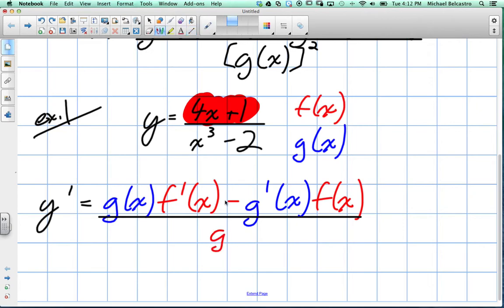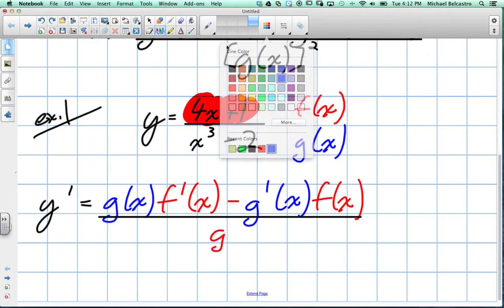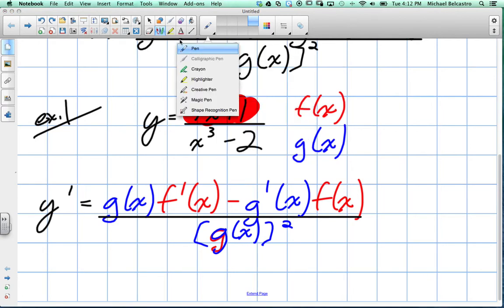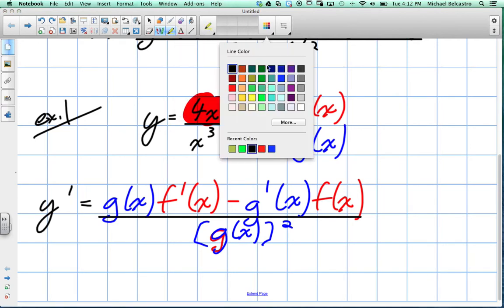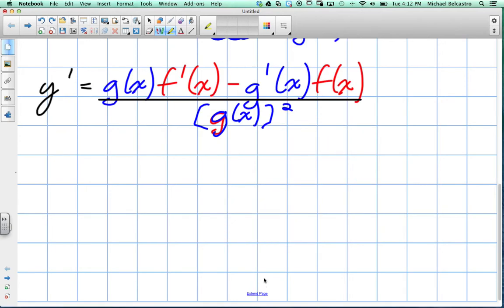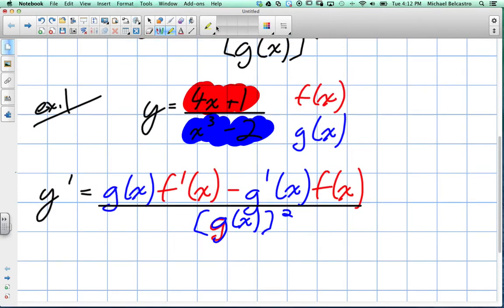Our g at x squared. Okay. So we'll highlight this just so we can see. Blue. Let's see if that's too dark. It kind of works. Can you see that? Okay, good. So we're going to derive these functions on the side.